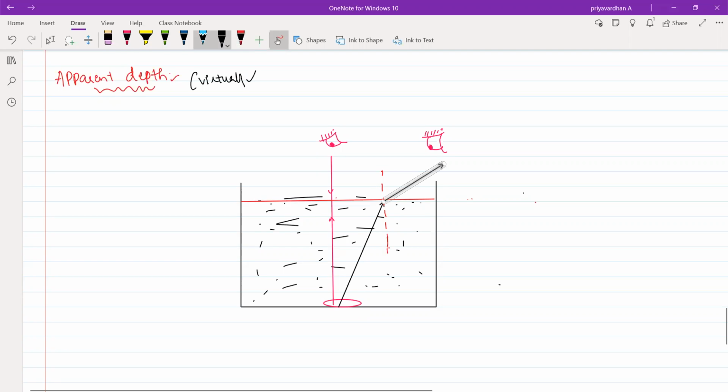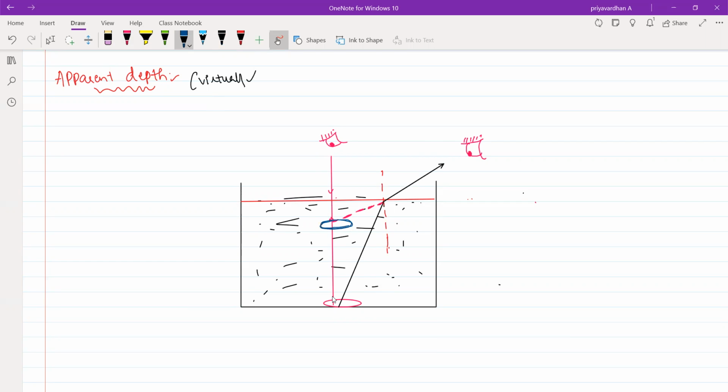Assume that you are a bit away, from here you're watching that phenomenon. But your eye will think that from somewhere the rays are coming. So your eye will try to retrace this one. The moment you start to retrace, you'll feel that from here the light rays are coming. So you see that, rather than the real depth, you will see an apparent depth. You'll see an imaginary depth. You'll feel that the coin is here somewhere.